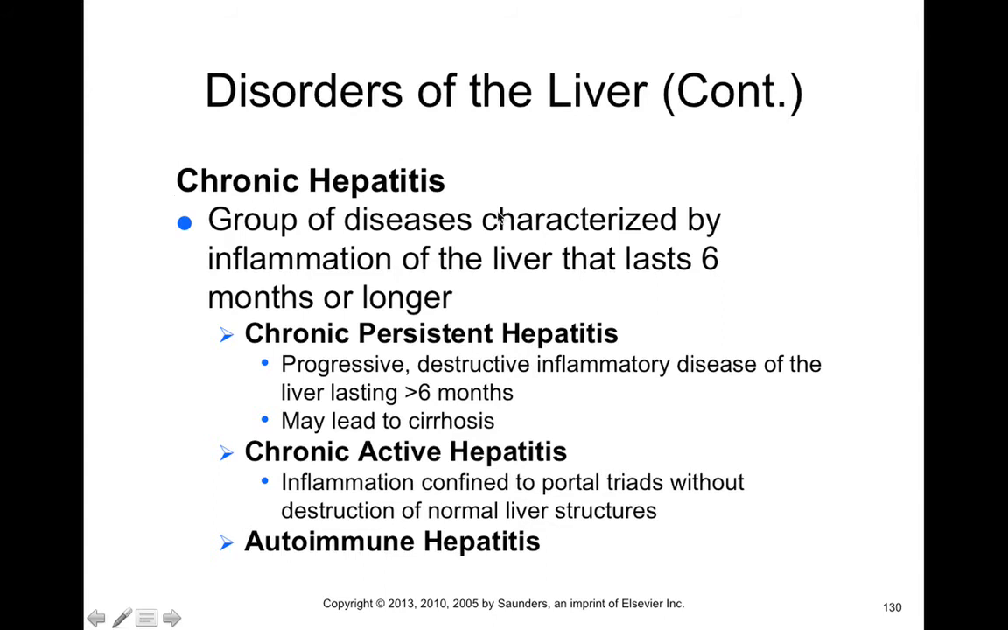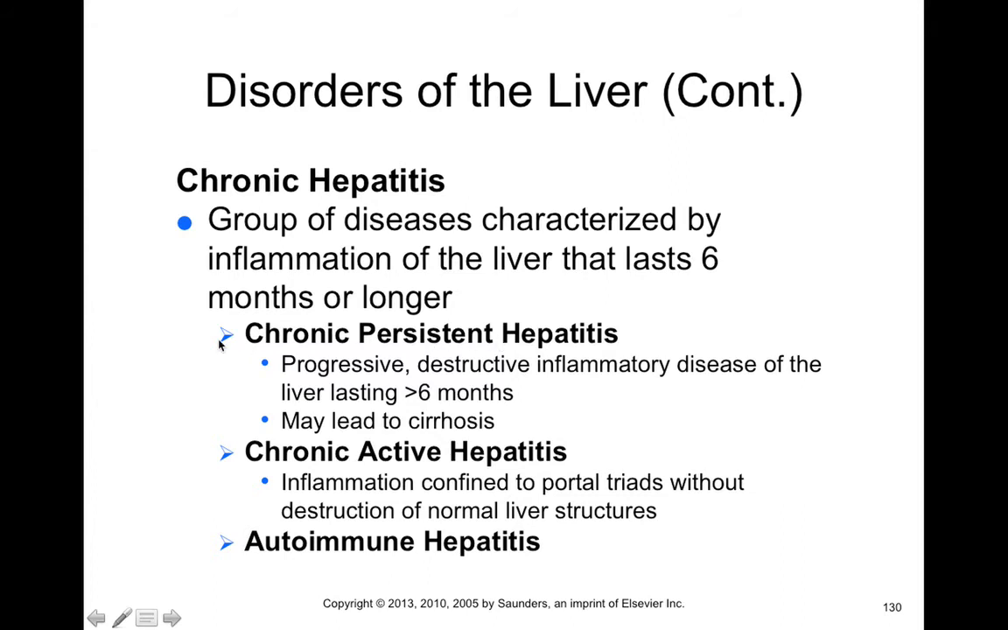Now, with chronic hepatitis, we talk about this as sort of a group of diseases that lead to inflammation of the liver that lasts longer than 6 months. And there's 3 main subcategories of chronic hepatitis. We have chronic persistent, chronic active, and autoimmune hepatitis.